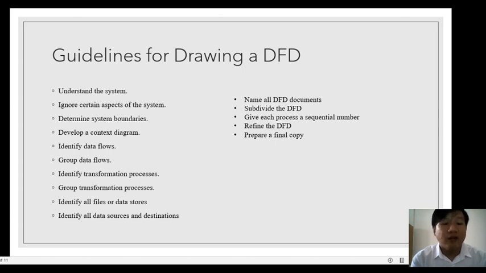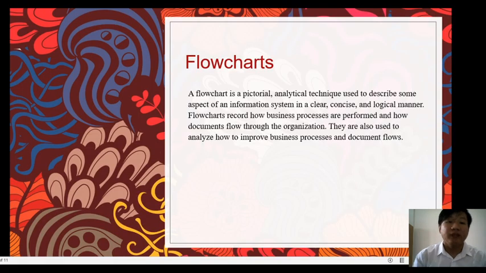10. Identify data sources and destinations. 11. Name the DFD document. 12. Subdivide the DFD. 13. Give its processes a second-tier number. 14. Define the DFD. 15. Prepare a final copy.